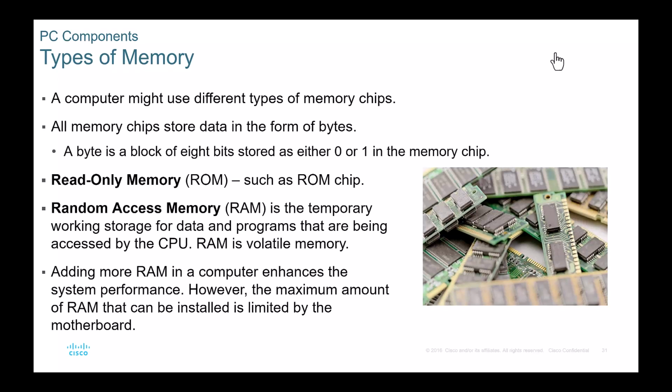Types of memory. Okay, so what do you need to know about memory? The number one thing you need to know is the difference between ROM and RAM. ROM is read-only, so you can only take information from it. Whereas RAM is kind of a temporary working space, so I can put stuff on it and I can take it off.